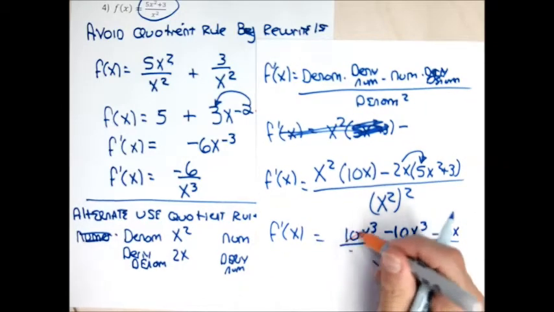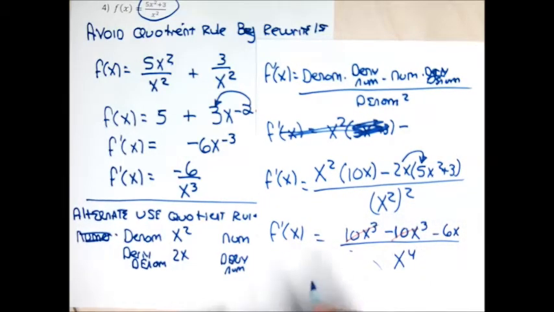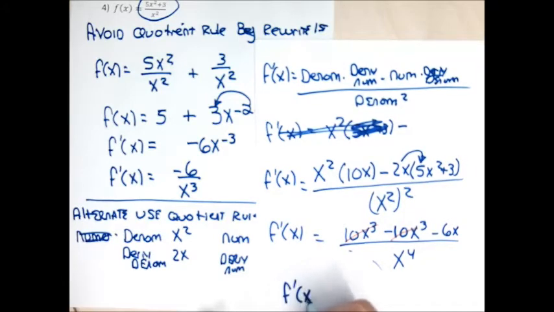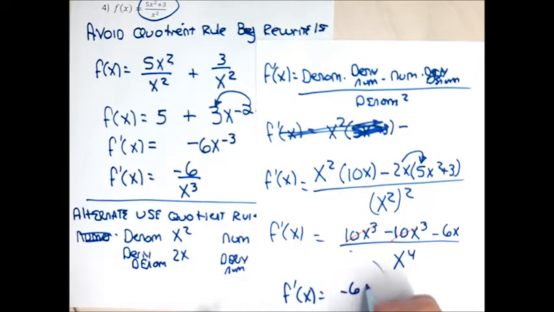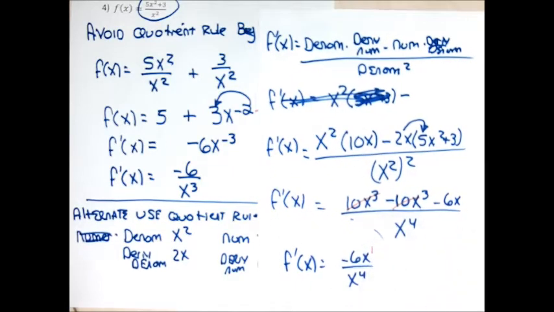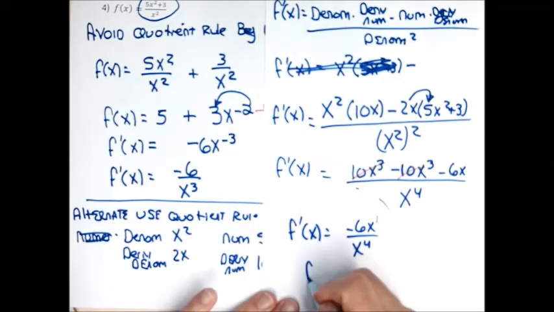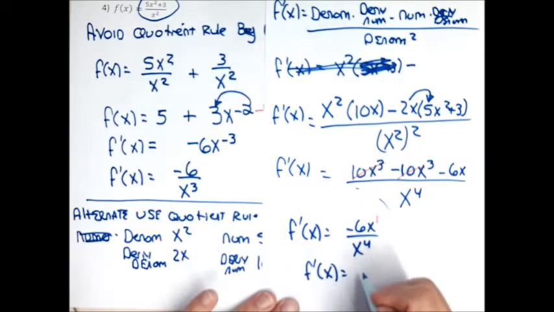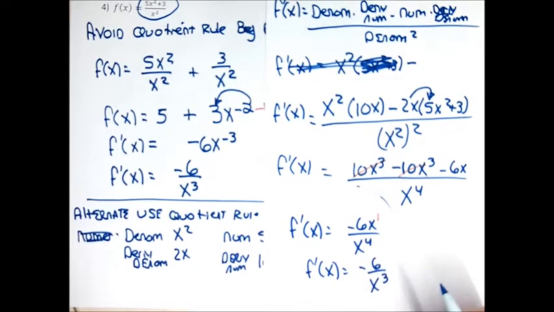Now on the numerator, the 10x cubes are going to cancel. I'm left with the derivative equals minus 6x over x to the 4th. The x in the numerator has an implied exponent of 1. I'm going to simplify by subtracting the exponents. 4 minus 1 is 3, and I leave the x where the bigger exponent is, which is in the denominator.